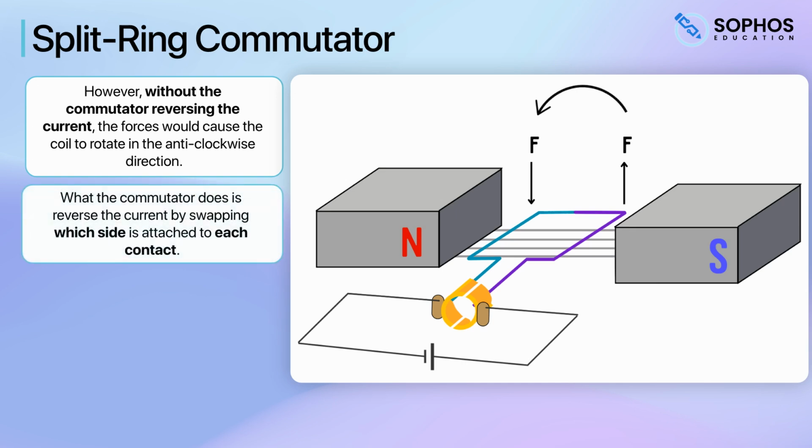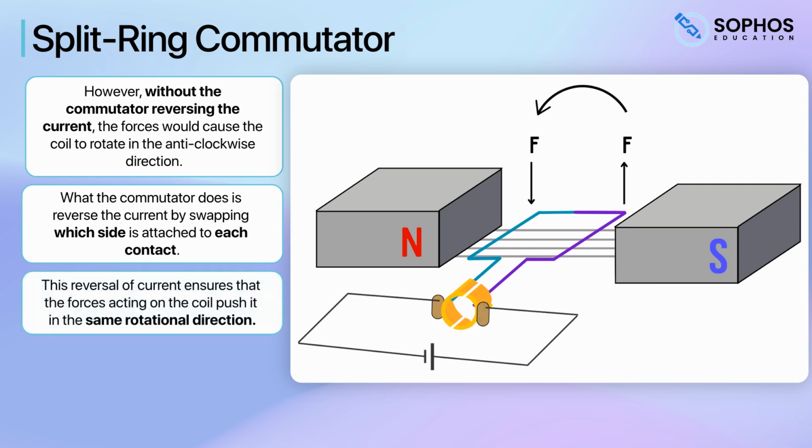What the commutator does is reverse the current by swapping which side is attached to each contact. Due to the rotation, the half of the commutator that was on the left is now attached to the opposite contact on the right, and vice versa. This reversal of current ensures that the forces acting on the coil push it in the same rotational direction.